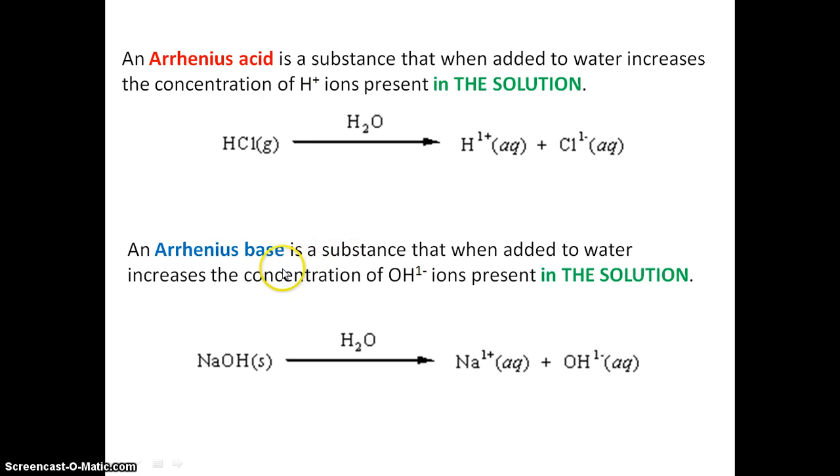Down here you see an Arrhenius base is defined as a substance that when added to water will increase the hydroxide ion concentration in the solution. Sodium hydroxide, whenever it dissociates, you can see, now has released hydroxide ions. So by definition, in order for it to be an Arrhenius acid or base, it has to increase the ion concentration in the solution only.